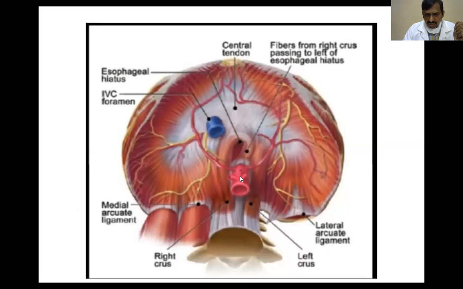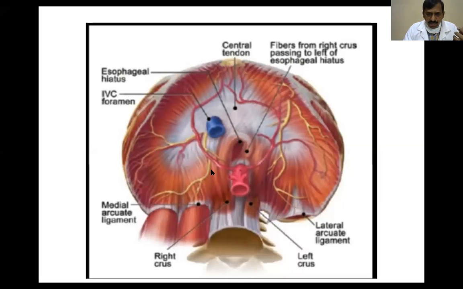Here below this aortic opening, there is the body of the 12th thoracic vertebra, and above there is an aponeurosis. Through this opening, the thoracic aorta passes, and then it continues as the abdominal aorta. Along with this, the thoracic duct also passes through the aortic opening.